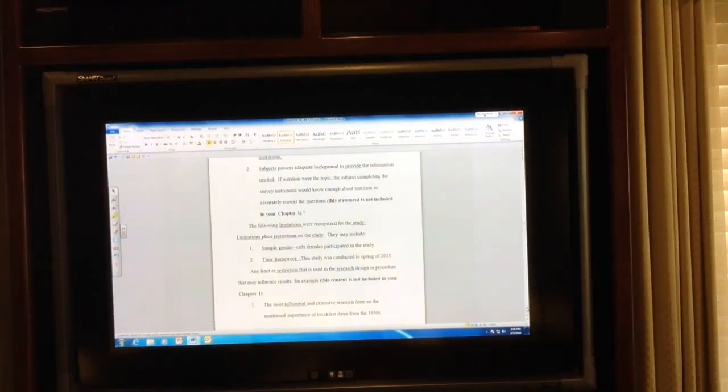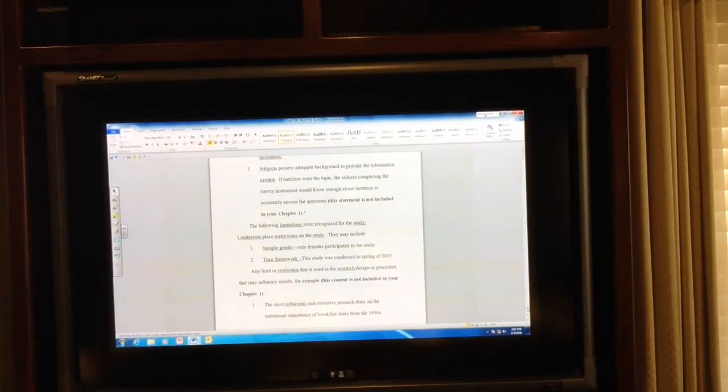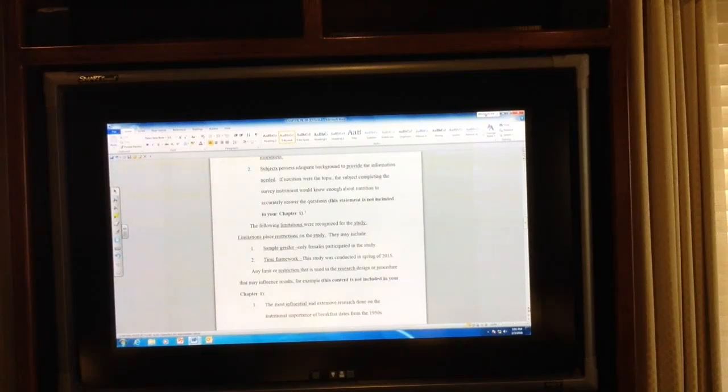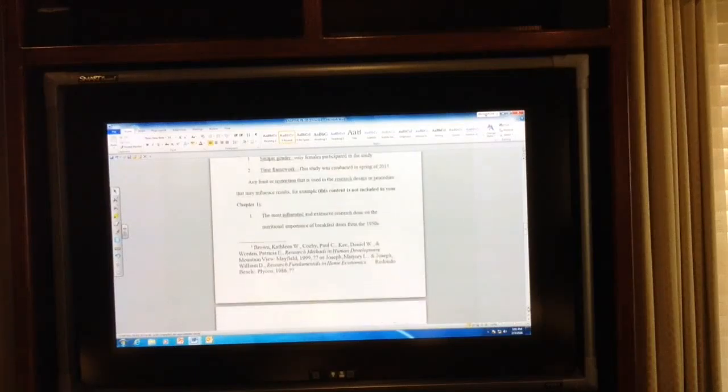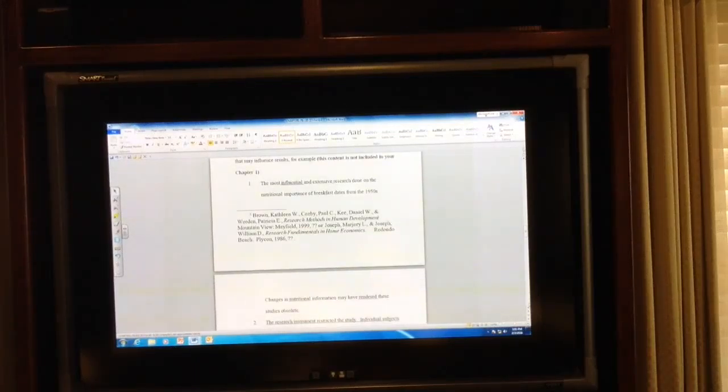Let's say that you are doing a study on the importance of eating breakfast. And as you review the literature, you find the most influential and extensive research done on the nutritional importance of breakfast was in the 1950s. That's a long time ago. And so we would probably say that changes in nutritional information may have rendered these studies obsolete. So we focus on what is available, but then we define whether or not it is useful for this study.